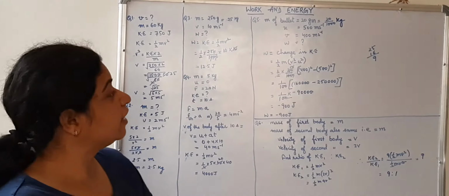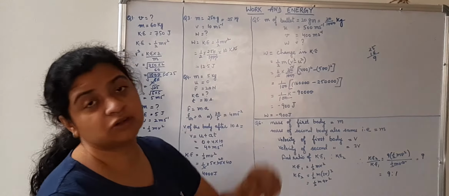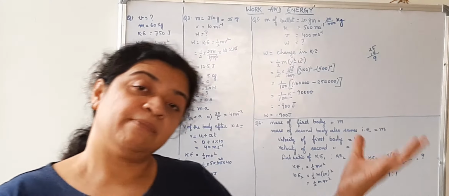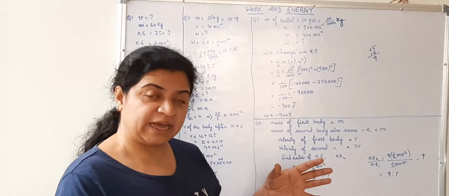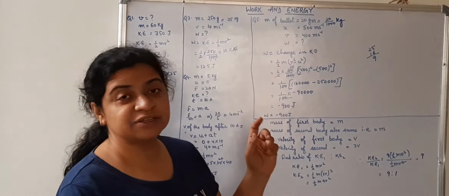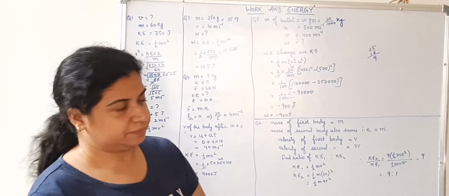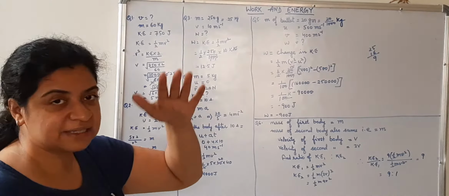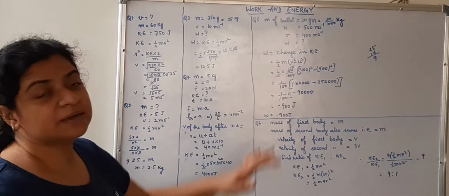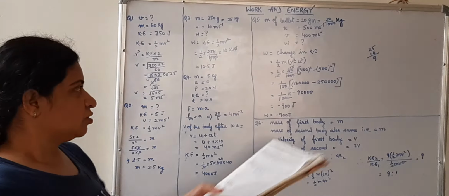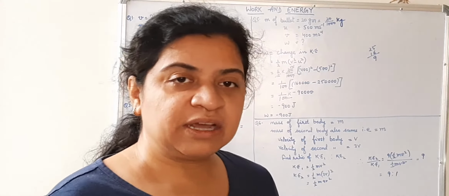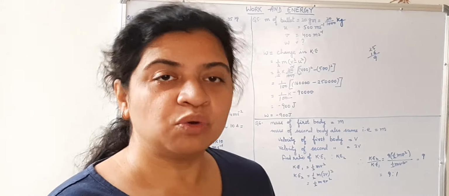Why have I got minus 900? Because the final velocity has reduced. So the amount of W is 900 joule, but this minus sign shows the direction. As the velocity has lowered, the final velocity has come down, that is why there is a minus sign. So children, these formulas you need to keep in mind while solving numericals related to kinetic energy.